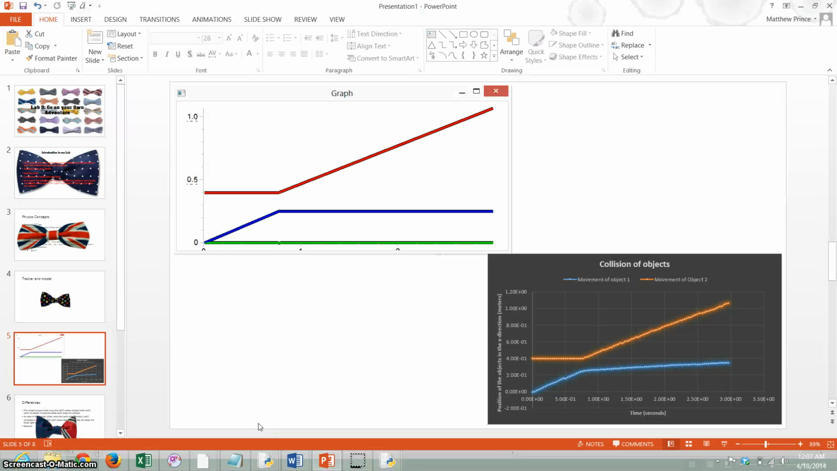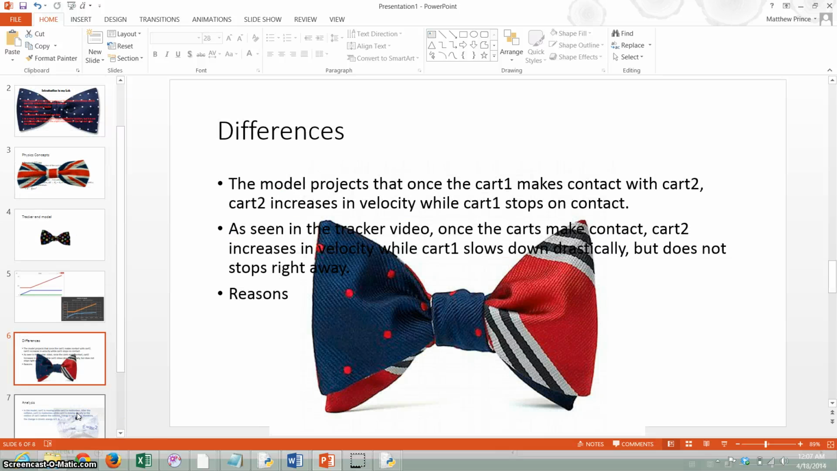Here's the code and the actual data side by side. Some differences in the model and the real data are that after the collision, cart 1 completely stopped in the model, while it was almost stopped in the real situation. Some reasons for this include a slight difference in masses that could have been incorrectly calculated, as well as not taking into account any outside forces acting on the system.